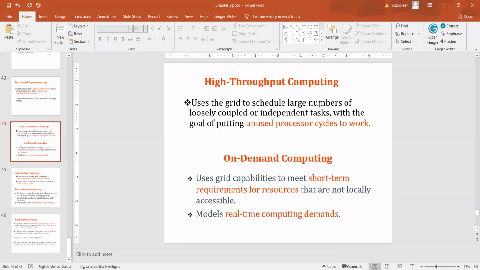Okay, on-demand computing uses grid capabilities to meet short-term requirements for resources that are not locally accessible. So here the grid capabilities can be computing power or processing cycles, bandwidth or storage, databases, or any kind of grid capabilities, bandwidth or throughput or anything, to manage sudden unexpected demand. On some occasions they need this kind of computing.